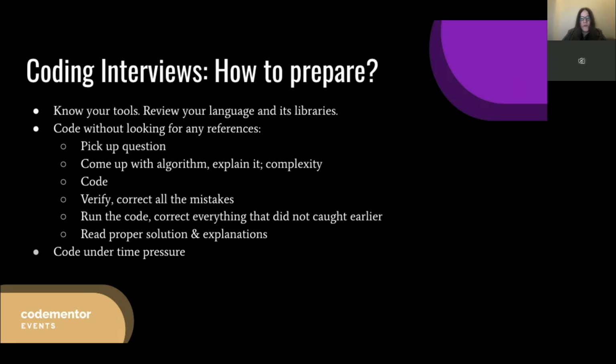After that, verify the code. Think about any edge cases. Take an example input and go line by line and verify what's going to happen on this line, how this condition is going to work, and so on. Correct all the mistakes that you might find, like syntax mistakes, logic mistakes, whatever. Only after that, try to actually run your code, and of course correct syntax if it was still incorrect. And only after that, go and look for the proper solution and explanation, the different approaches people use, and so on.